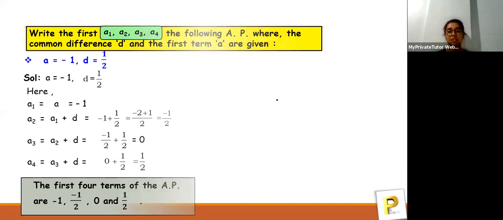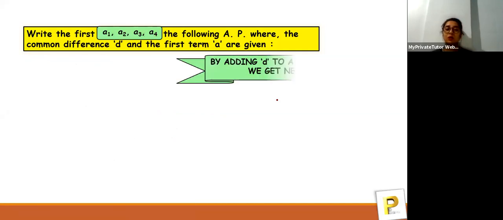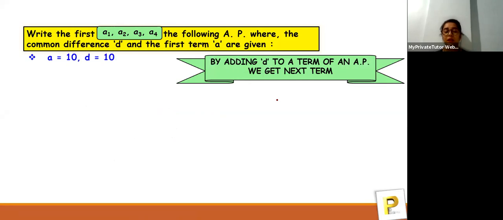Okay, let's move towards the next question we have: write the first four numbers of the following AP where the common difference D and the first term are given. So again, they have already given you the first term and the difference. Let's see what are the four terms. Okay, so this is the easiest question. You just have to add the difference to each term and you'll get the numbers. Okay, so a is equal to 10, d is equal to 10, your a1 is equal to a and a is equal to 10.